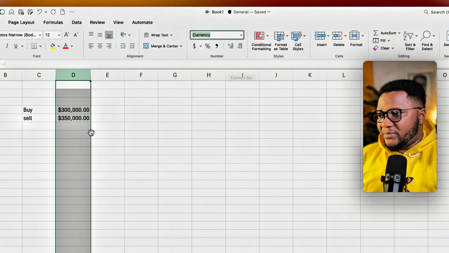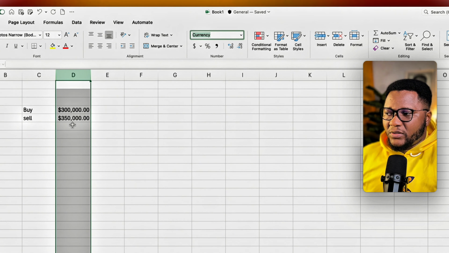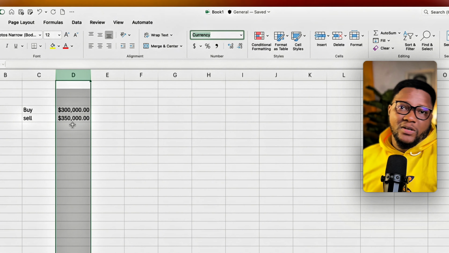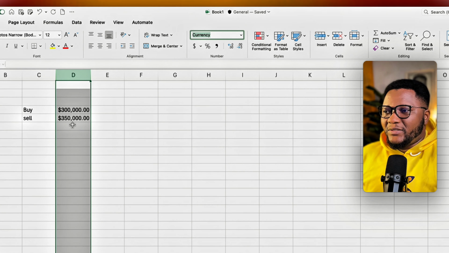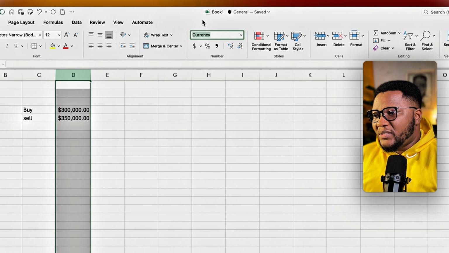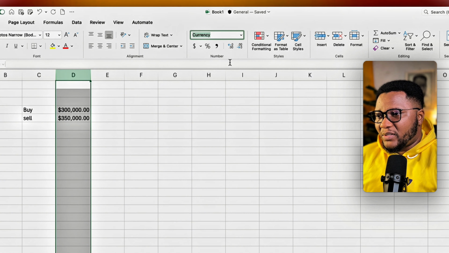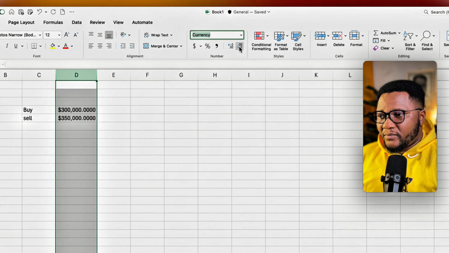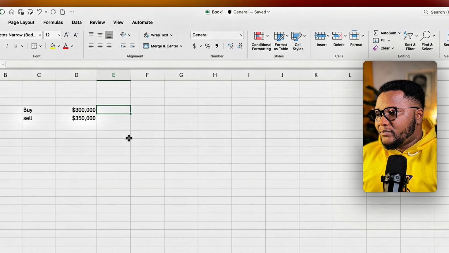So let's pick currency. Let's say $300,000 and you sell for $350,000. Let's use dollars because most likely you want to get remote jobs from international companies so they can pay you well. The next thing we want to do is reduce the decimal number. You can see here, this is increasing it, but this will decrease it. So I want it to be without decimal numbers.